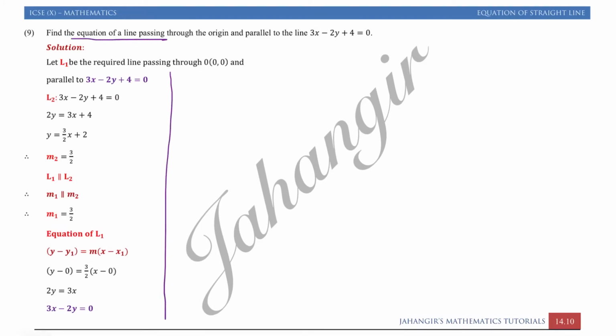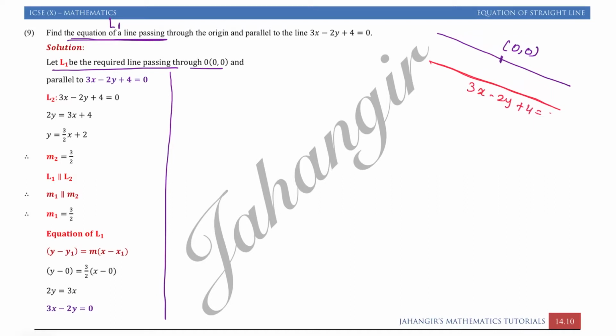Find the equation of line. Whatever line's equation you have to find, just keep it as L1. We can say let L1 be the required line passing through origin. Let's say this is a line L1 which is passing through origin, and this line is parallel to another line whose equation is given as 3x minus 2y plus 4 is equal to 0. Let us say this as L2 line and this as L1.